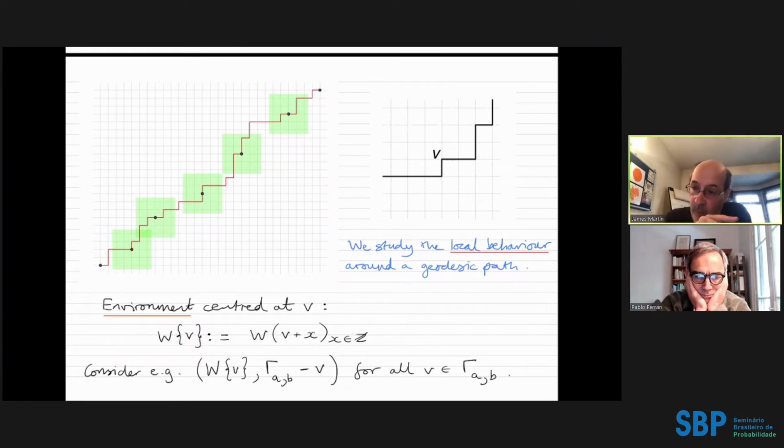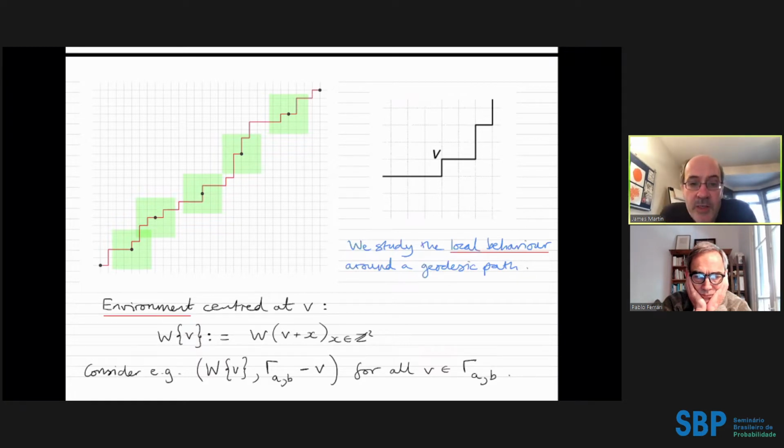So in particular, you could ask, for example, about the sequence of weights along the geodesic near V. This stuff we call the environment. So for example, we could use this notation here, W of V in curly brackets. That's just notation for the field of weights around the point V. Okay, that should be Z squared there, sorry about that. So all the weights we see centered around V. And we could write this kind of pair here. So this is the weights around V, and this is the geodesic from, let's say, A to V. We can look at that geodesic, but shifted by V again. So we just want to see what it looks like around V. And we could do this for any V that's on the geodesic.